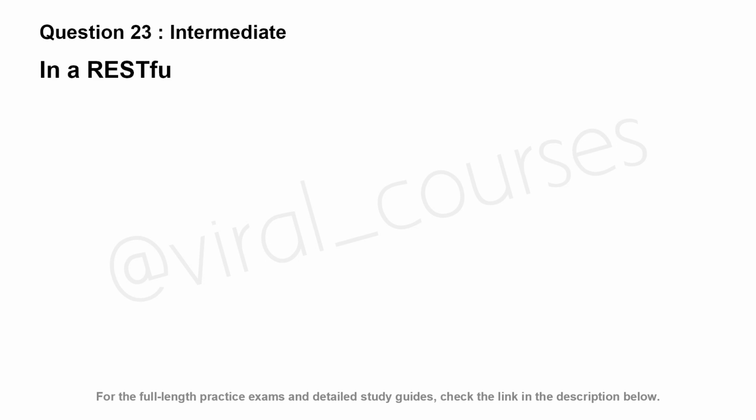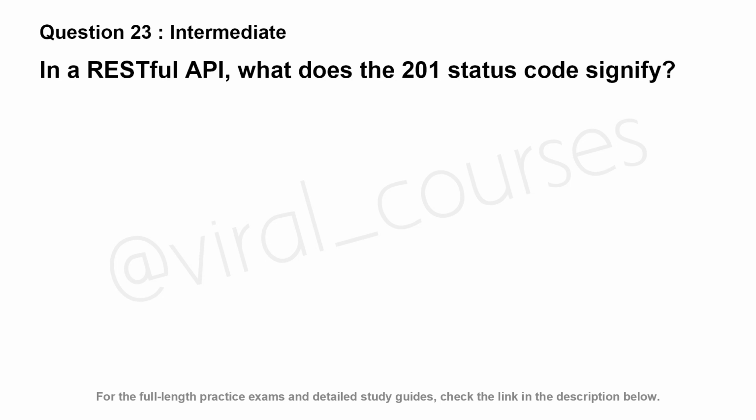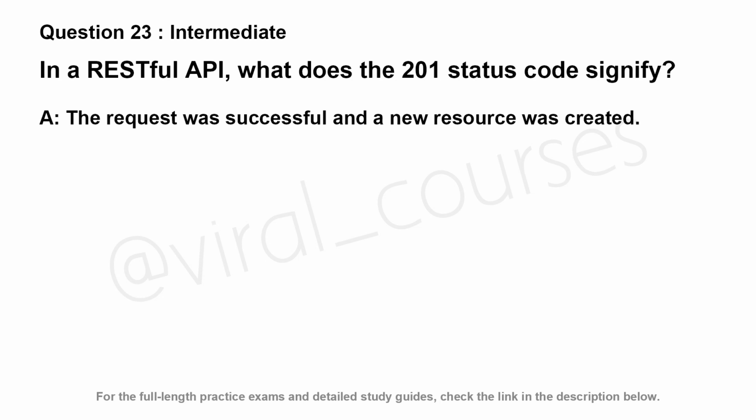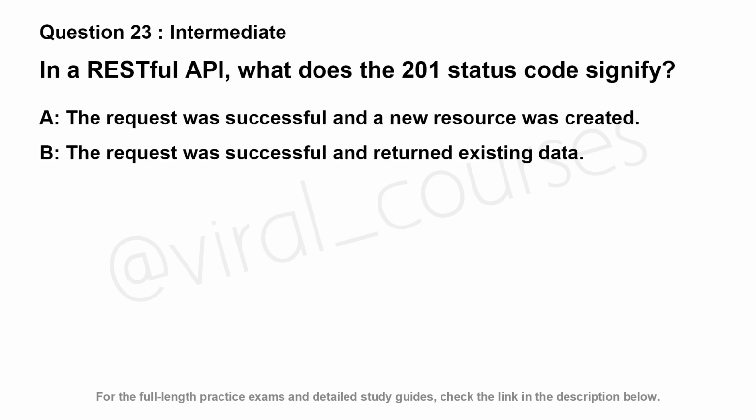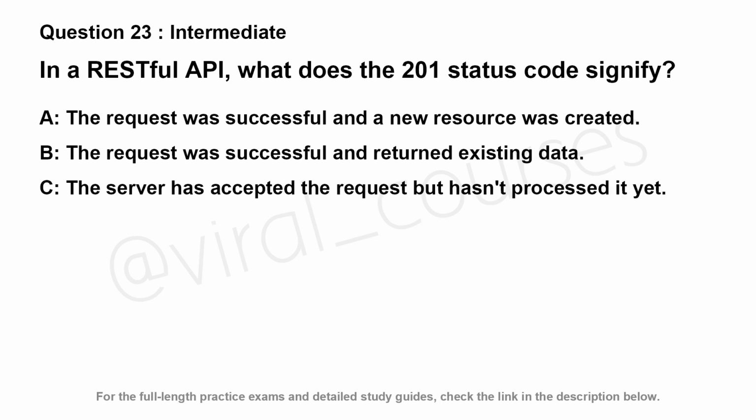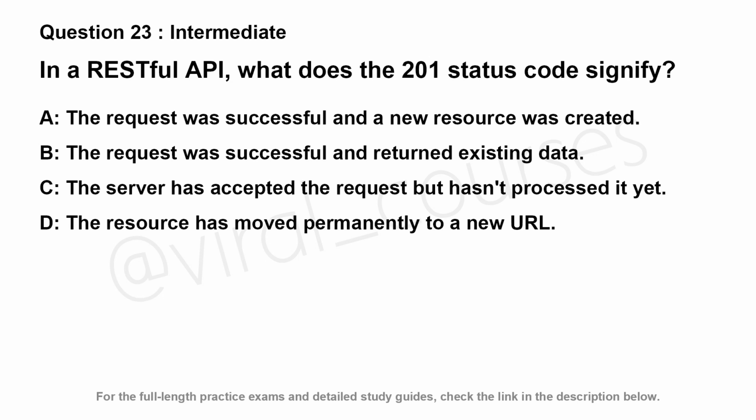In a RESTful API, what does the 201 status code signify? Option A. The request was successful and a new resource was created. Option B. The request was successful and returned existing data. Option C. The server has accepted the request but hasn't processed it yet. Option D. The resource has moved permanently to a new URL.